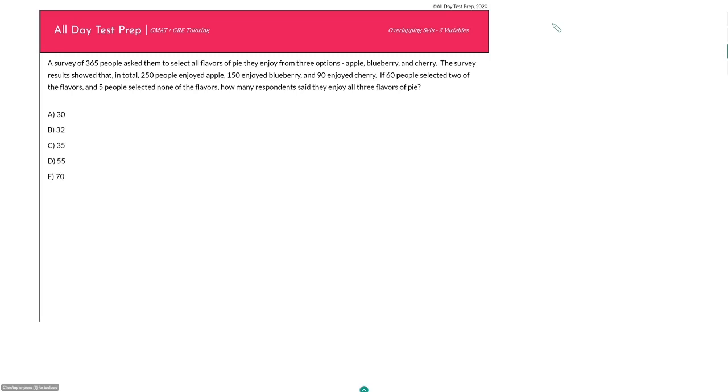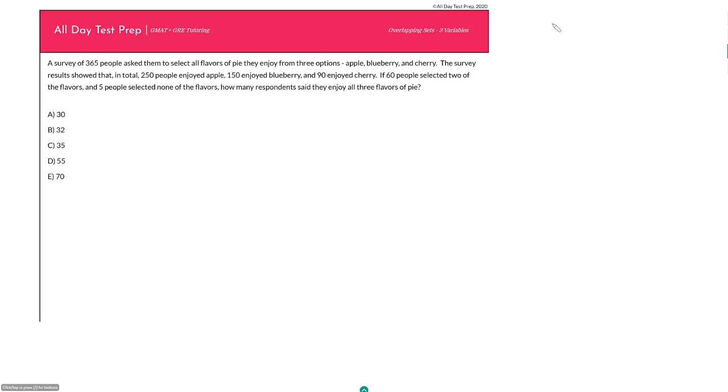So the thing that I like about 2-variable overlapping sets is how predictable they are. Once I see that I have a 2-variable overlapping set question, my approach is always going to be the same. I'm going to set up my table, my matrix, and that will do a good chunk of the heavy lifting for me. So the bad thing about 3-variable overlapping sets is you can't use that table, or you'd have to make some sort of 2x2x2 or some sort of 3D table.